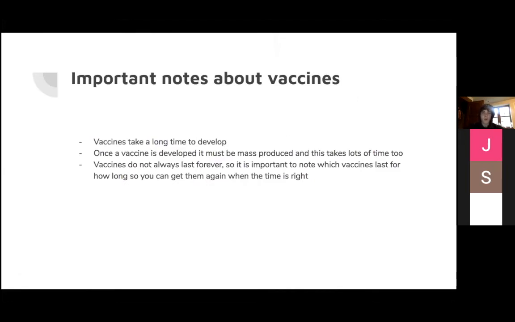So there's some important notes about vaccines. Although they can be very helpful, they do take a long time to develop. And once a vaccine is developed, it must be mass produced, and this takes lots of time too. Vaccines do not always last forever, so it's important to note which vaccines last for how long, so you can get them again when the time is right.